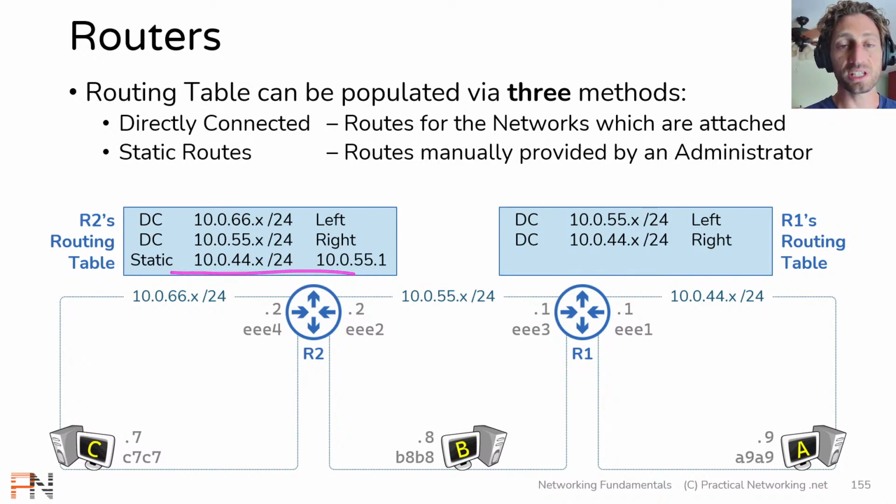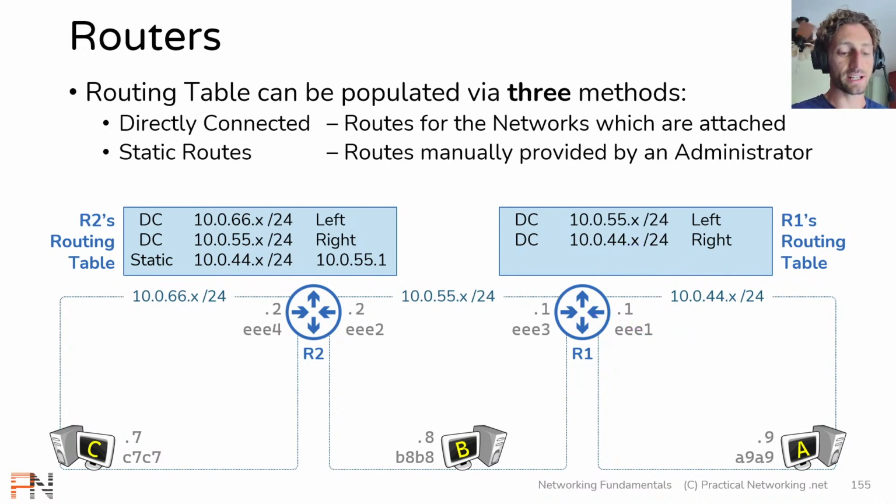Now, if R2 received that same packet, it'll look at the destination and be like, oh, this is trying to get to 10.0.4.4.something. I should send it to this IP address. And then router 1 will look at its routing table to determine that the 10.0.4.4 network is out the right interface and deliver it to host A.